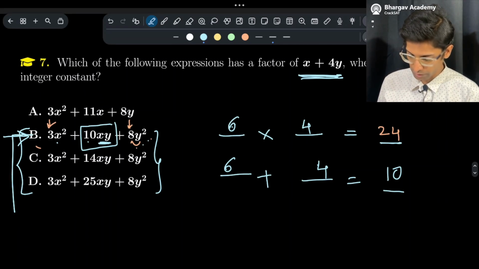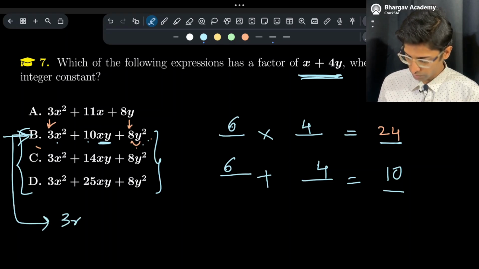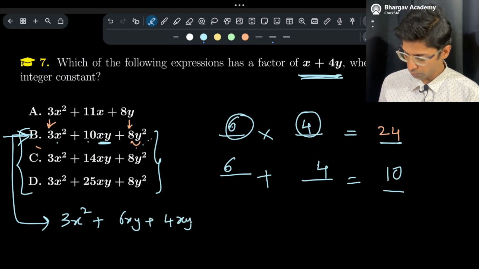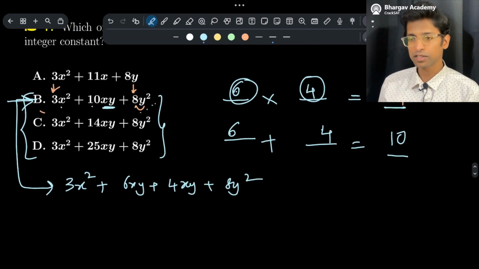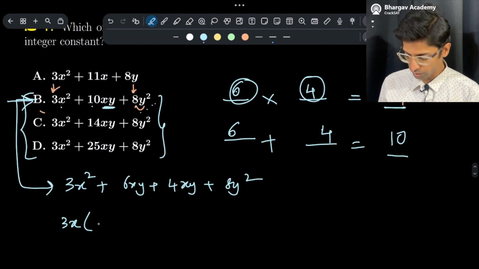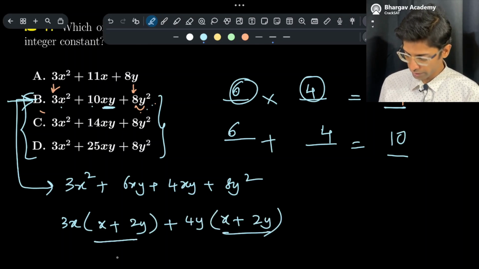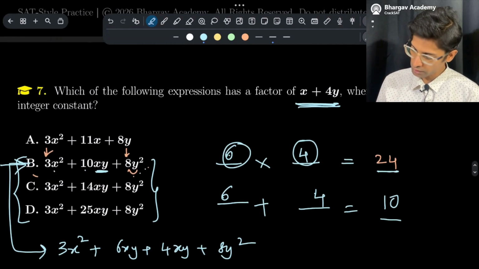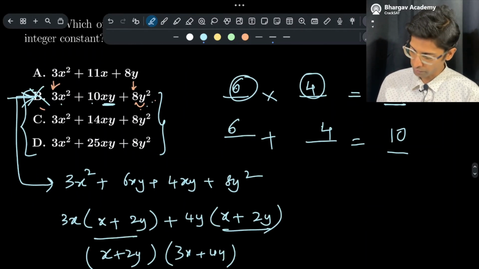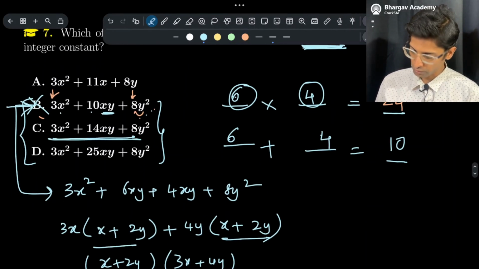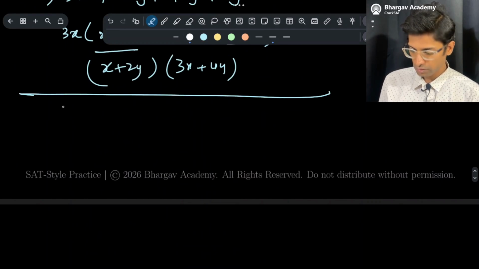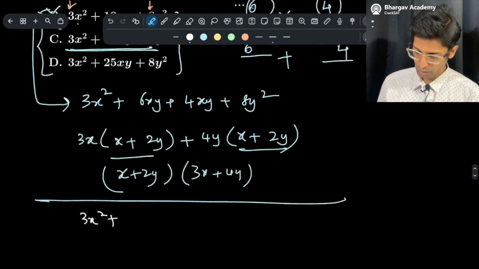So I should split this middle term, 10xy, like this: 6xy plus 4xy plus 8y square, and now this expression becomes factorizable. I'll take 3x common, x plus 2y, plus 4y common, this becomes x plus 2y, which I can again take out common, so I'll end up with x plus 2y times 3x plus 4y. Now the question is x plus 4y should be a factor, so this is not the right option. Now I have to check this expression: 3x square plus 14xy plus 8y square.